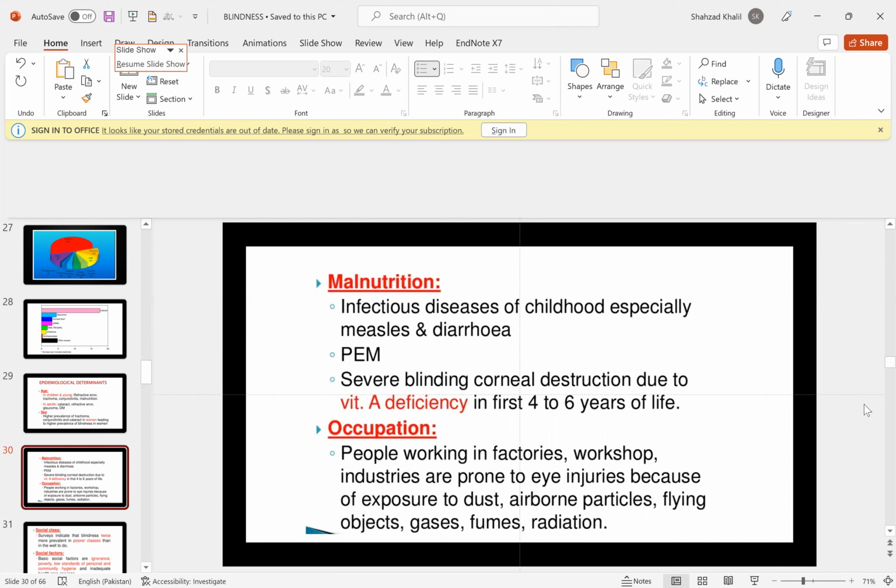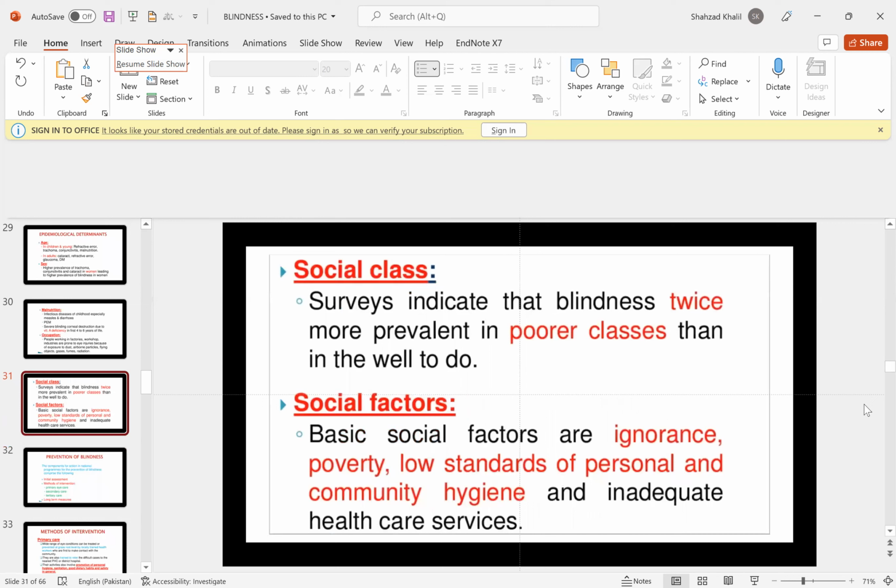Occupation: people working in factories, workshops, and industries are prone to eye injuries because of exposure to dust, airborne particles, flying objects, gases, fumes, and radiations. Social class: surveys indicate that blindness is twice as prevalent in poorer classes than in the well-to-do. The basic social factors are ignorance, poverty, low standards of personal and community hygiene, and inadequate healthcare services.